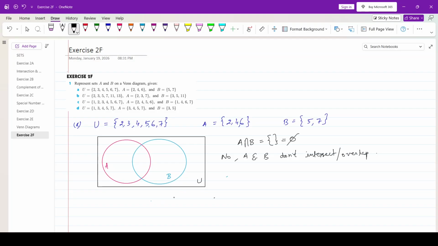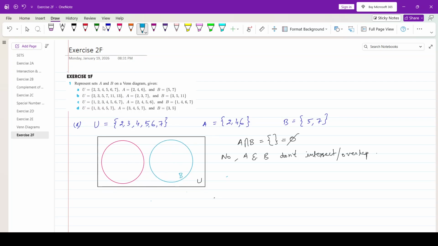So, can we say this diagram is correct? No, this diagram is not correct. Therefore, we need to redraw it. And to redraw, we need to make something like non-overlapping circles.